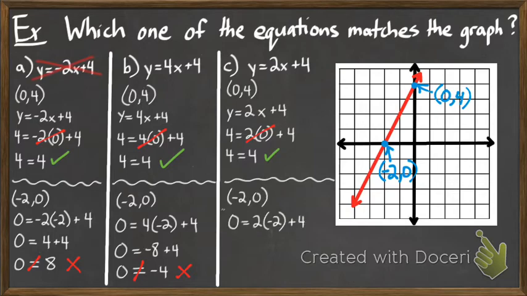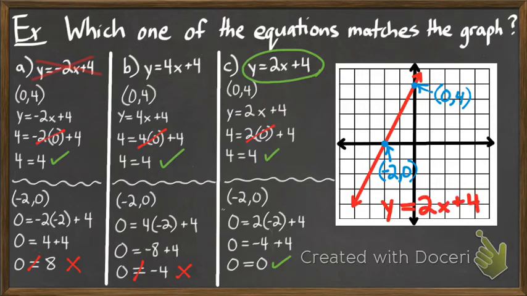When we plug it back in, we get 0 equals 2 times negative 2 plus 4. This simplifies to 0 equals negative 4 plus 4. Negative 4 plus 4, they are opposites and cancel each other out. So 0 equals 0. This does satisfy both points. So our equation for this linear graph is y equals 2x plus 4.